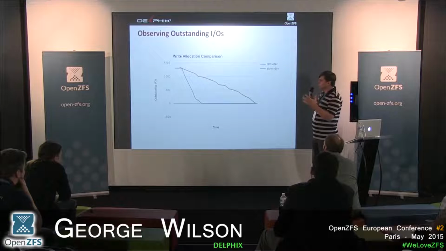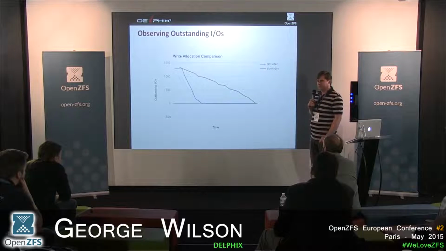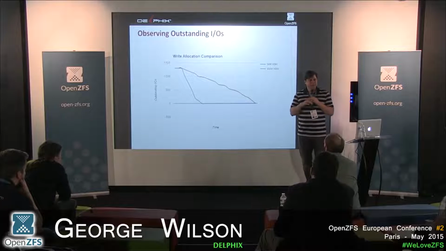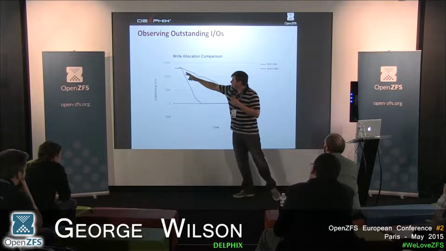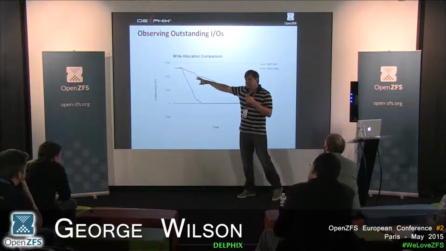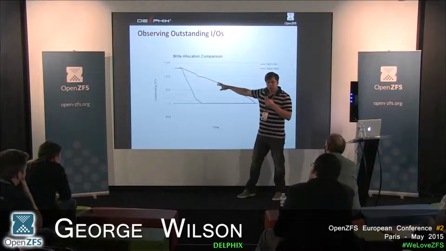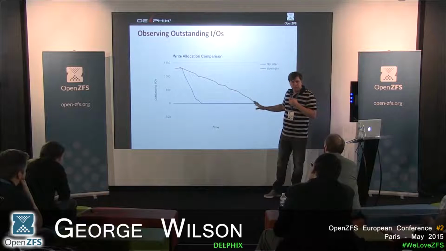So if you were to observe this from the perspective of a fast device versus a slow device, over the course of an entire syncing of a transaction group, this is what you would observe. You'd see that the slow device takes a while. It gets a bunch of outstanding IOs, and over the entire course, it's still churning on them until we eventually complete.